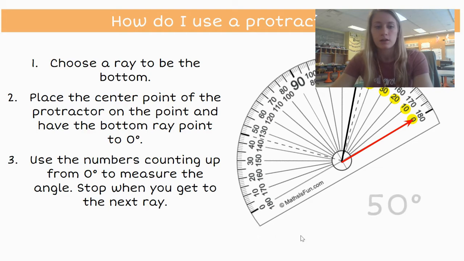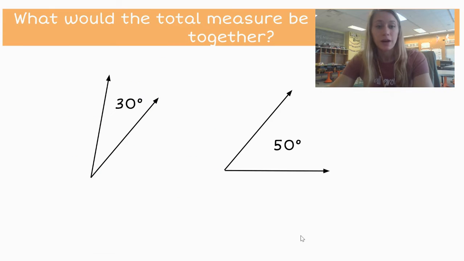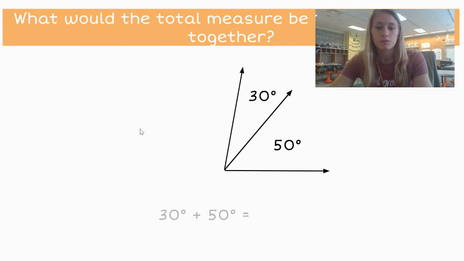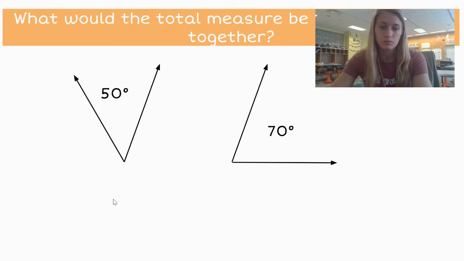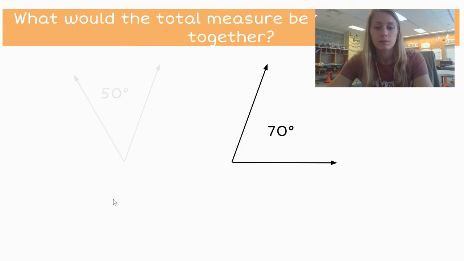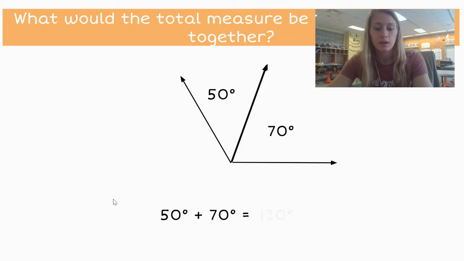All right, let's go ahead and move into combining angles. What would the total measure be if we put these angles together? If you have two separate angles, a way to add them together is to combine them next to each other, thinking 50 and 30 all together as one giant angle would simply be 30 plus 50 degrees, and that would equal 80 degrees. What would the total measure be if we put these two together? Simply, we've put them together by adding the angles, 70 plus 50, and our total would be 120 degrees.